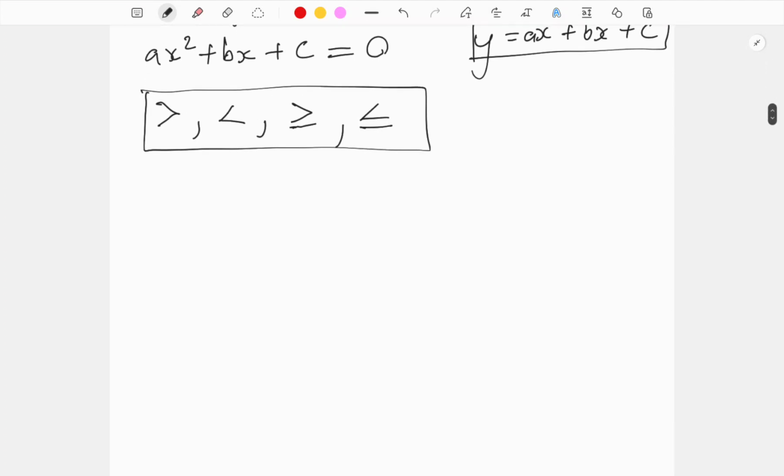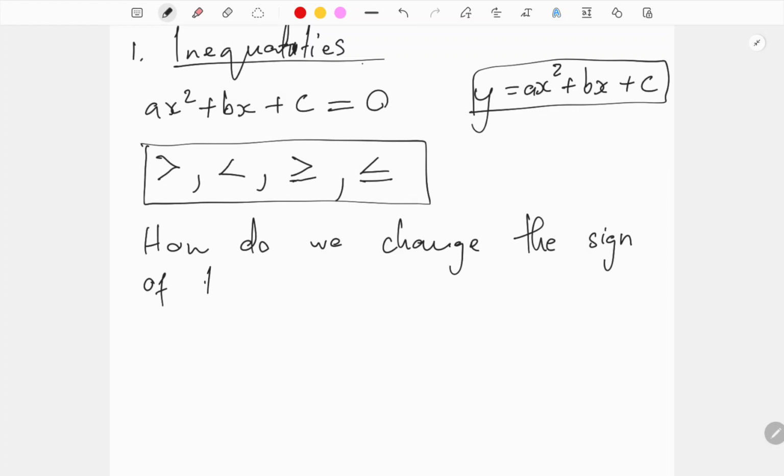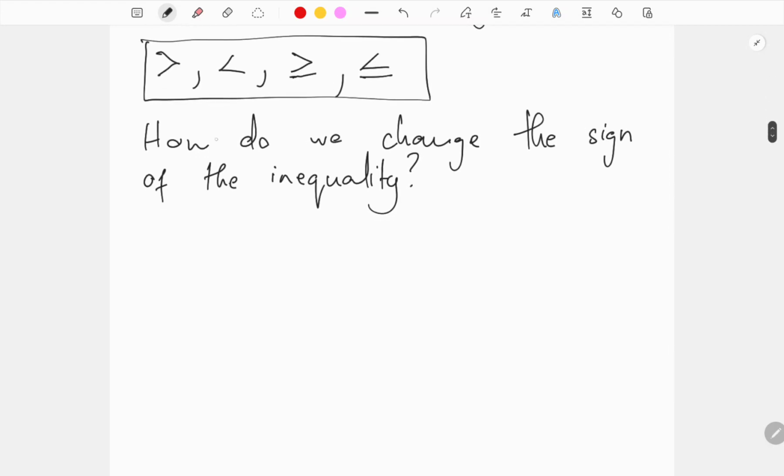And I also need you guys to note these things. They are very important. How do we change the sign of the inequality? That's the question. This is the standard. You must know this by heart.